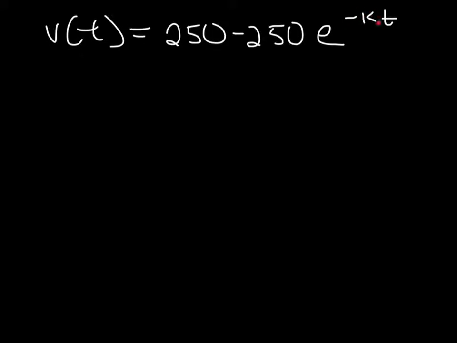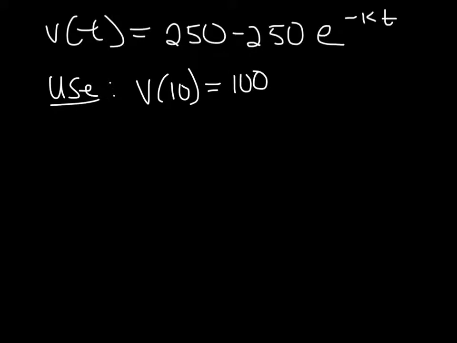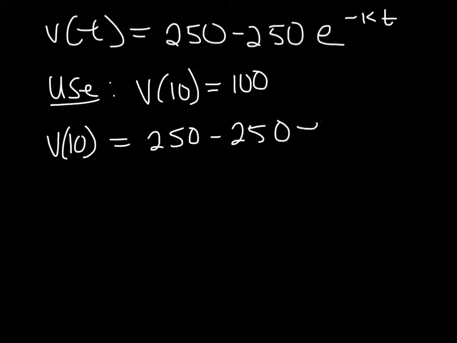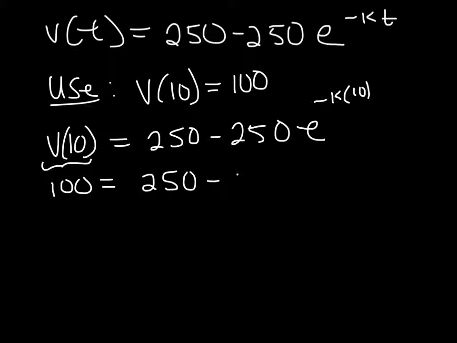So let's go ahead and find our K, and we're going to use our other condition that we haven't used, right? We know after 10 seconds the velocity of the car was, I think it was 100 kilometers per hour. So let's go ahead and use this. So I get V of 10 is equal to 250 minus 250 e to the negative kt, and so that's going to be negative 10k, but this guy is going to be 100 equals 250 minus 250 e to the negative 10k.